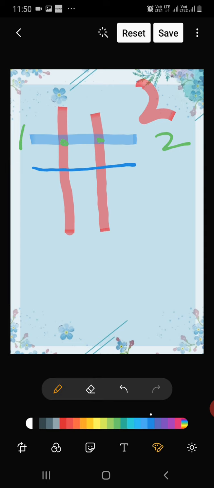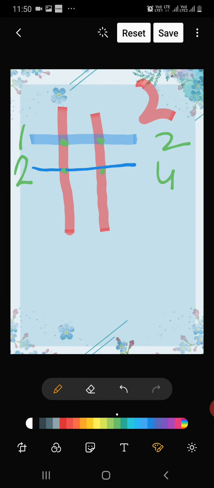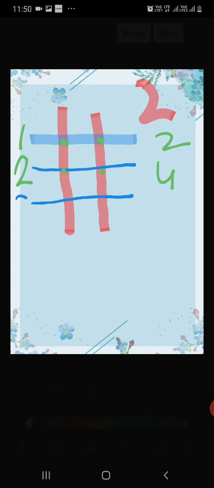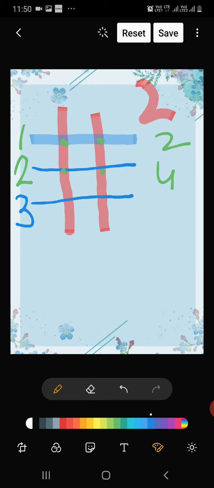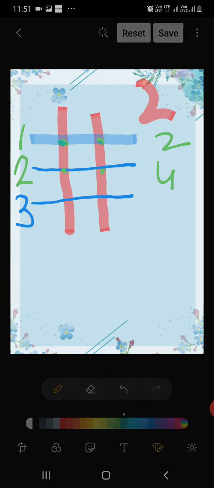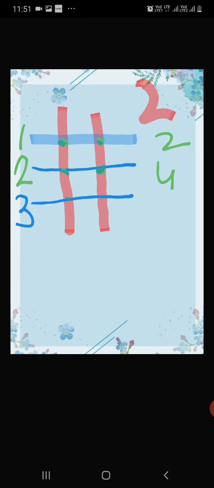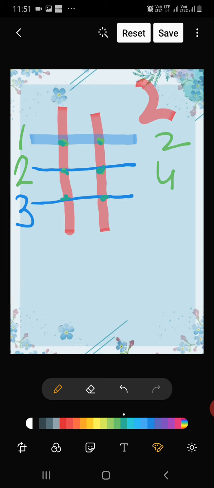If we want to see 2 twos are, then we will make one more line. Okay, then 2 twos are, now how many points are there? 1, 2 were already there, and 3 and 4. So 2 twos are 4. Next, let us see 2 threes are. One more horizontal line for 2 threes are. Now count the number of points where these lines intersect. 1, 2, 3, 4, 5, 6. So 2 threes are 6.